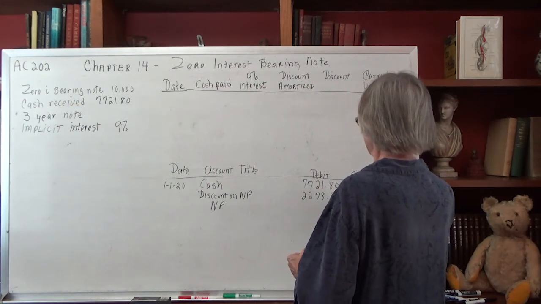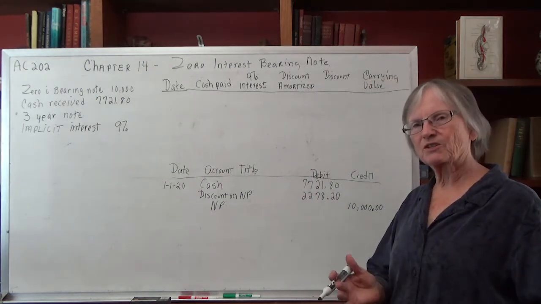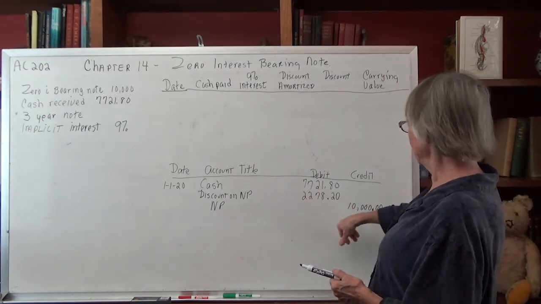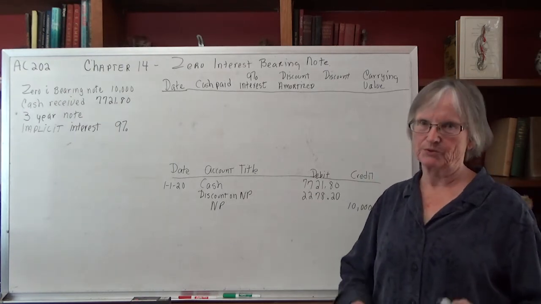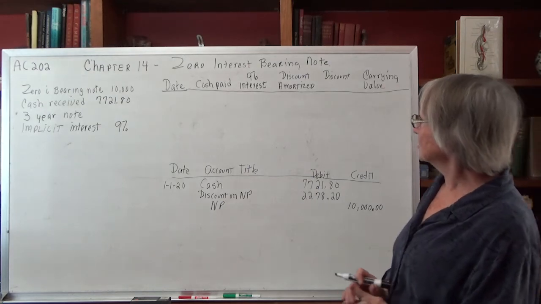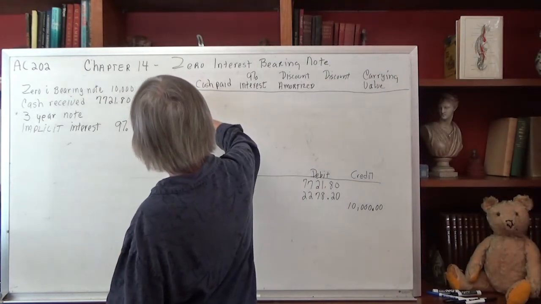And that will be the difference between those two amounts, which is $2,278.20. So this discount really reflects the amount of interest on the note, because you have not gotten the use of that money. You're going to have to pay back this amount, you only got that amount, the difference is the interest, even though it's a zero interest bearing note. So how do we set this up? Let's just say what happened on 1/1/20.